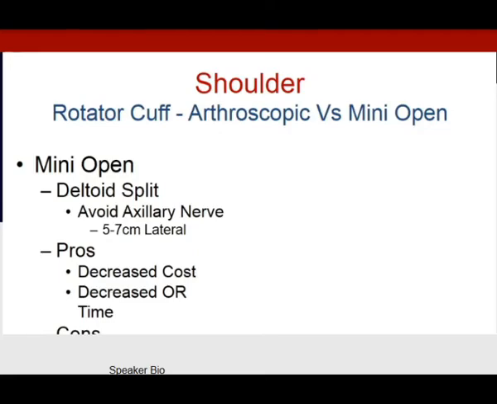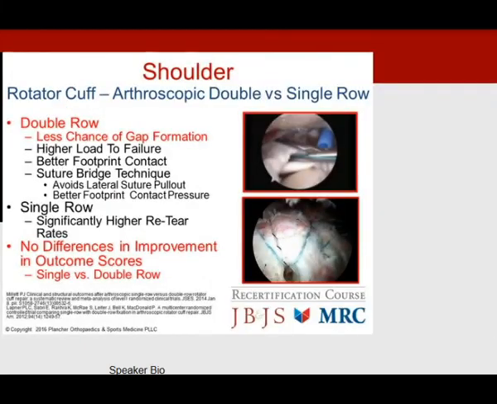Its pros, some would say, is decreased cost, decreased OR time, although cons might be increased postoperative pain for some and deltoid dehiscence. If you are arthroscopically fixing something and you're curious about double versus single row at the present time, double row has less chance of gap formation, a higher load to failure, a better footprint contact, and you can do this with a suture bridge technique if you want, giving better footprint contact pressure, but there is no difference in improvement in outcome scores, even though a single row may have significantly higher re-tear rates.